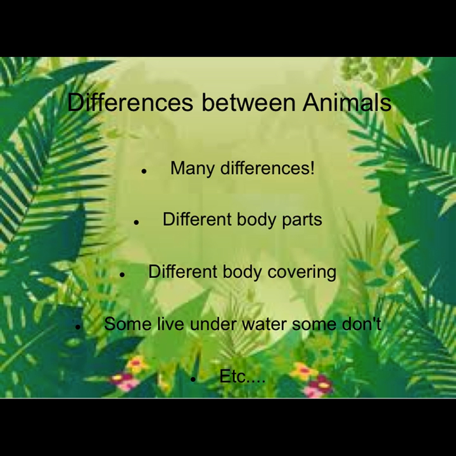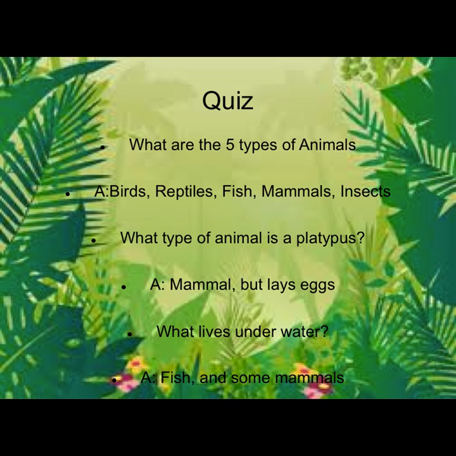There are many differences between animals. They have different body parts, different things covering their bodies. For example, reptiles have scales, birds have feathers, mammals have fur, and the list goes on and on. Some live underwater, some don't. Even some mammals live underwater, like dolphins and whales, but also fish. And the list goes on and on of the differences between animals.